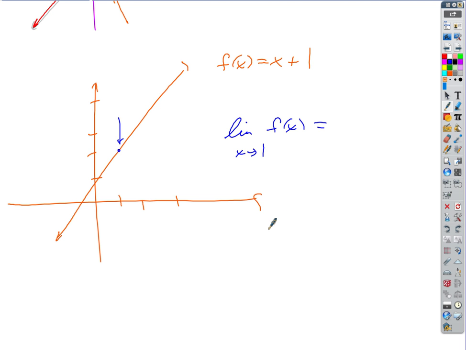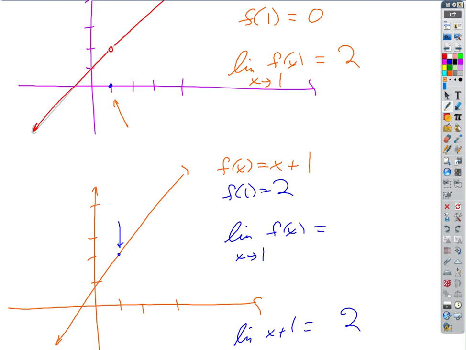So let me write it this way. The limit of, whoops, instead of writing f of x, I'm going to write it as x plus 1. The limit of x plus 1 as x approaches 1 is equal to 2, pretty obviously, because on our function, f of 1 equals 2. Okay, now this might seem like this isn't a big deal, but it is. It's trickier than you think. You might sense the answer, but I want you to articulate it for yourself.